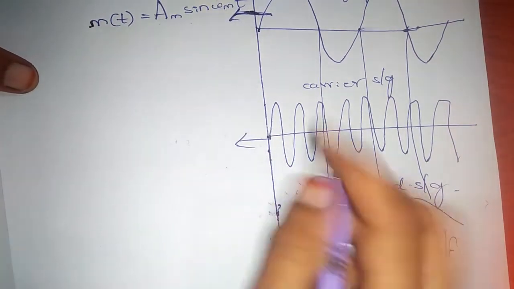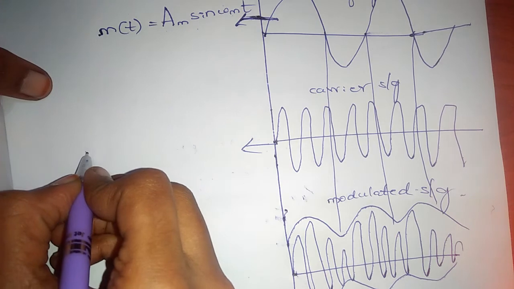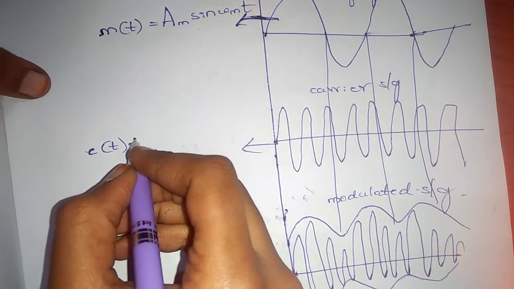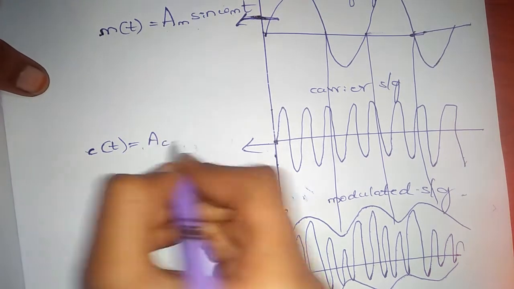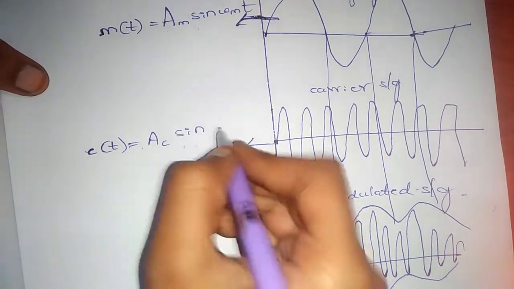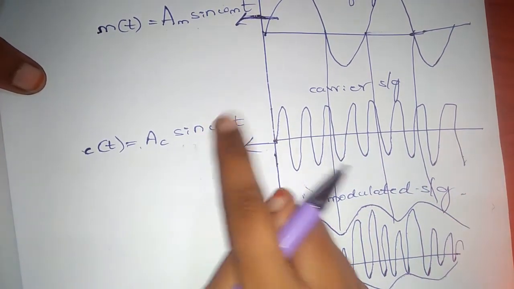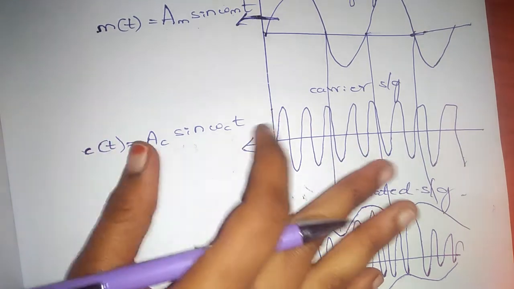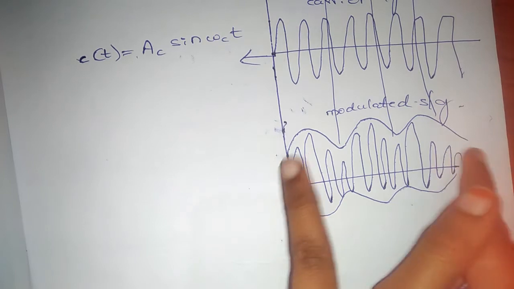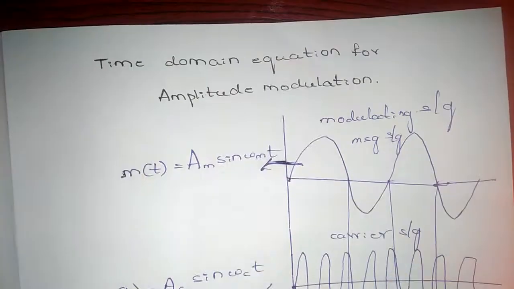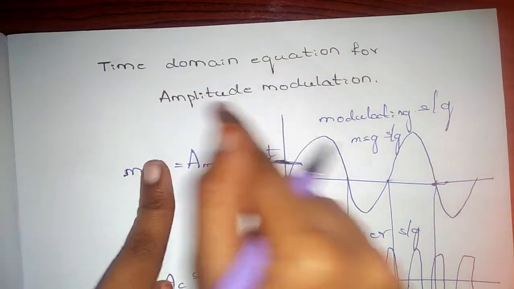The carrier signal is represented as c of t is equal to Ac sine omega c t, where omega is the angular velocity. You know why it is represented like this. Now I would like to find the equation for this modulated signal, which is our time domain equation of amplitude modulation.